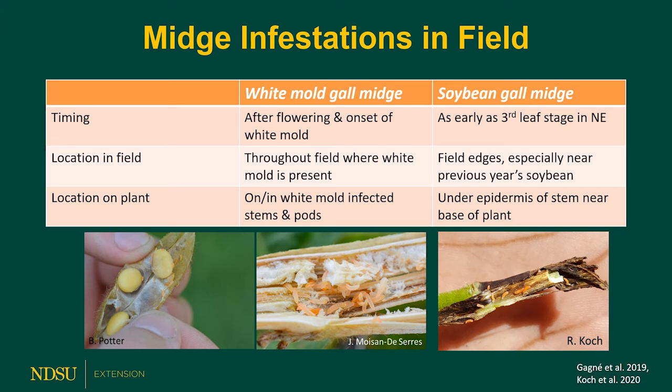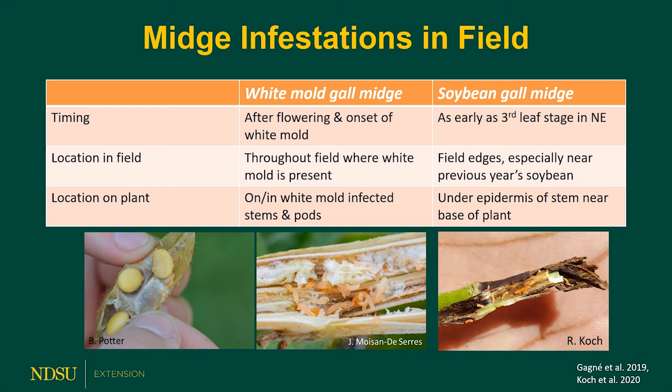Another characteristic you can use for identification is the timing in the field, location, and the location on the plant. For the white mold gall midge, they're later in the season after flowering and after the white mold infection has occurred. And they can be present anywhere where the white mold is present. And they're always associated with that white mold in the infected stems or pods.